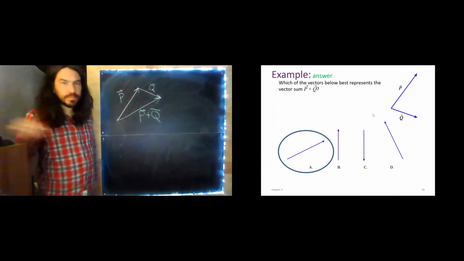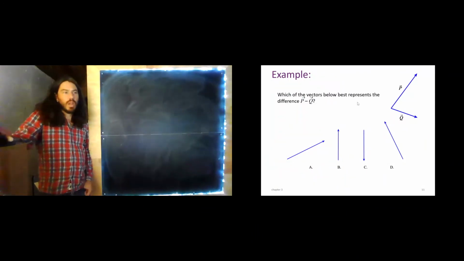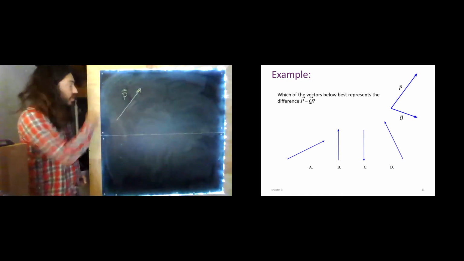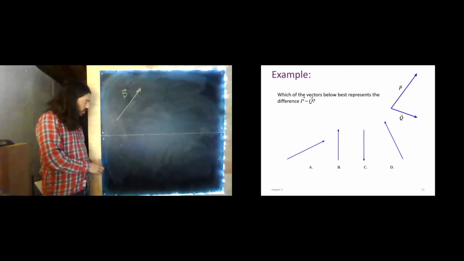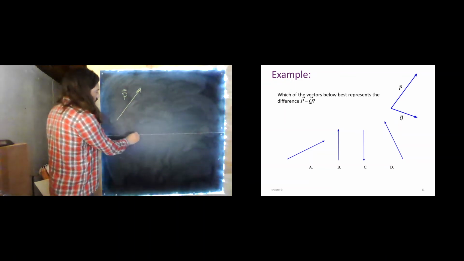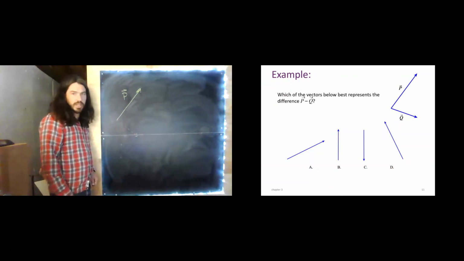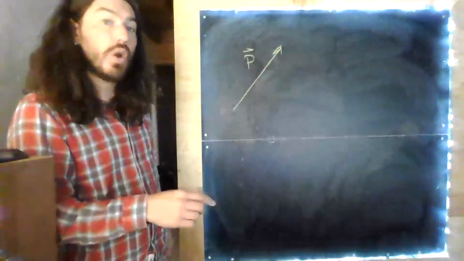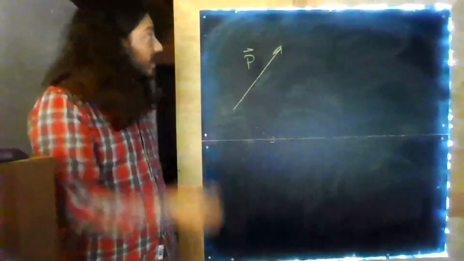Let's try another one. So which choice best represents P minus Q? Give it a shot. I'll see you on the other side. Okay, so now I've drawn P. Of course, I've got Q here. But what I really want to do is add negative Q, right? So I'm going to think of this not as P minus Q, but rather as P plus negative Q.